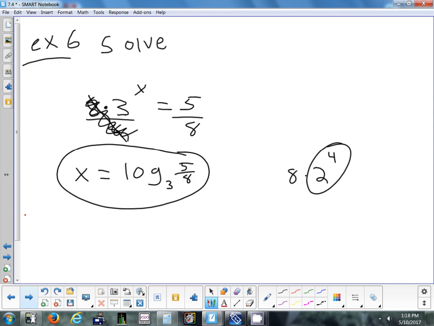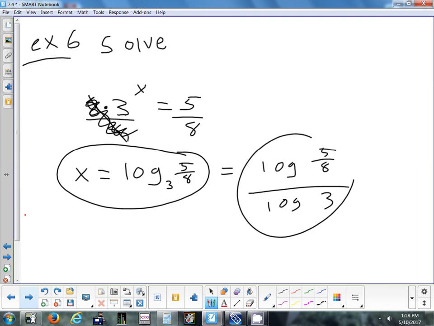Any questions on that one? Okay. How about any questions on how you would put that into your calculator, if they ask you for a decimal? How would you do it? Can somebody tell me how you would put that in on your calculator? Would you have to do like 5 divided by 8 first? No, you can leave it as 5/8. You could, but you don't have to. Yep. Do log 5/8 over log 3. Yeah, exactly. You type it in just like that.